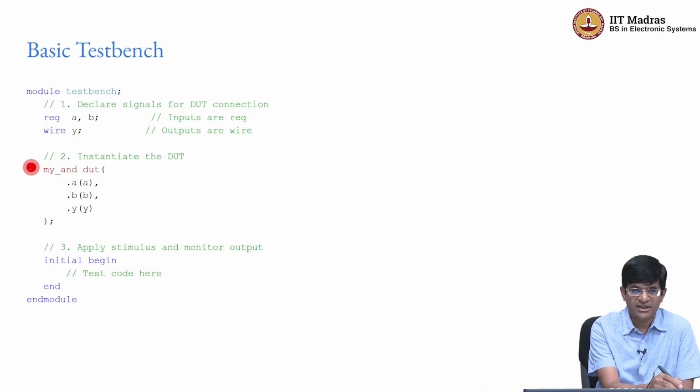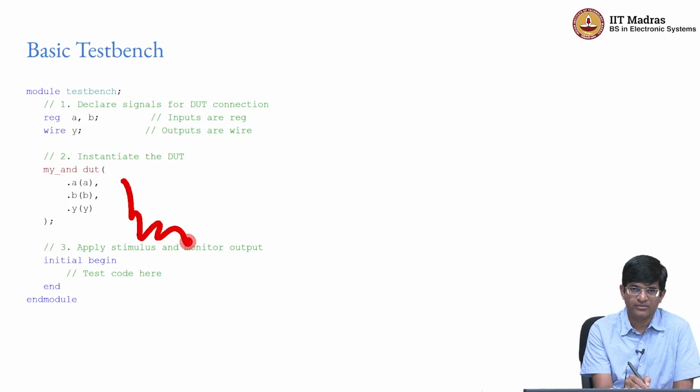After that, you instantiate the DUT. The way you do this is you have this my underscore and, which is the name of the module that you are trying to test. And the second word after that is actually an instance name. Why do we give it an instance name? Because I can take this my and module and have multiple copies of it in here, usually with different sets of inputs and different sets of outputs.